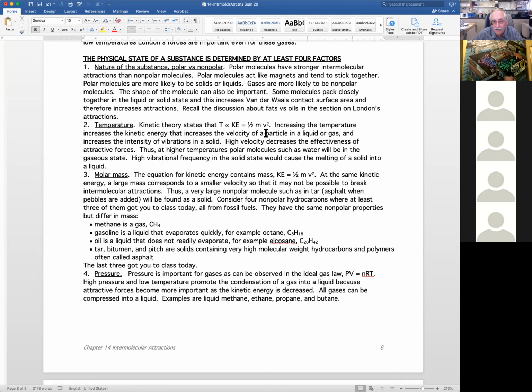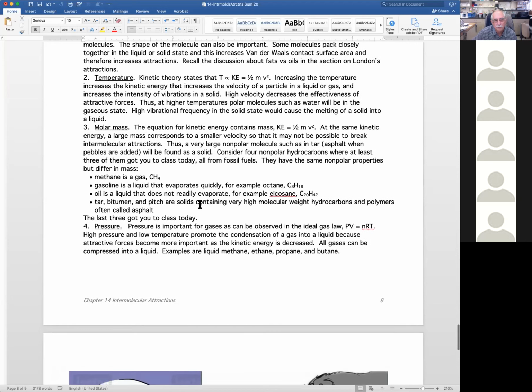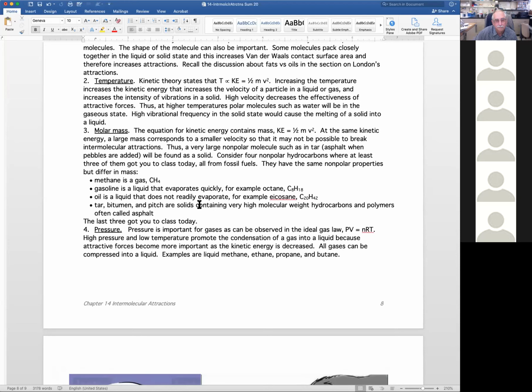And I also put mass in here because at the same temperature, if I have a large mass, my velocity is going to have to be smaller. So similar type of thing. So here's just a good comparison. Methane is only carbon and hydrogen. It's nonpolar. So methane is a gas because it's small, right? If it's small, weighs not much, you can have a high velocity.